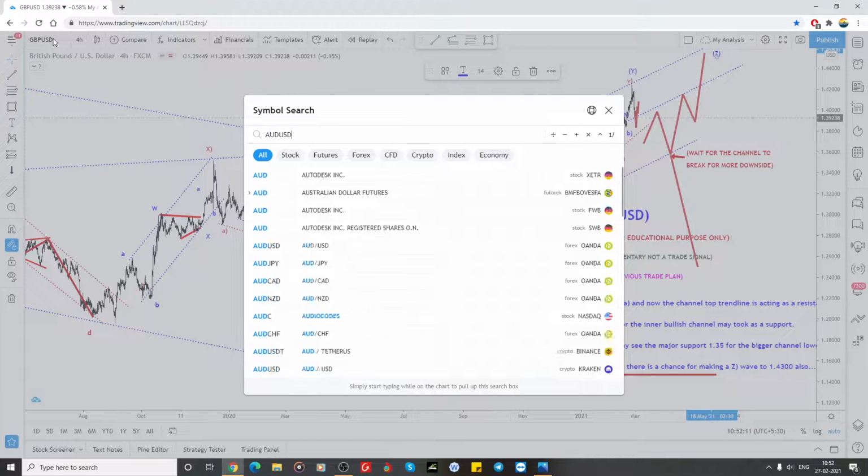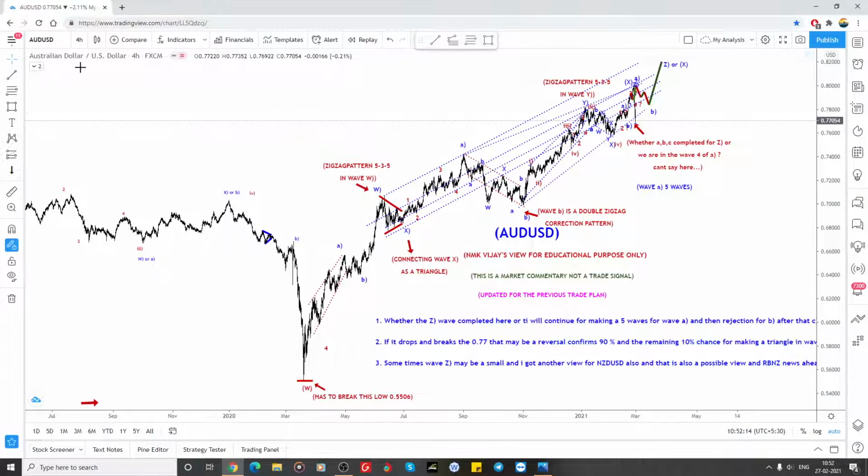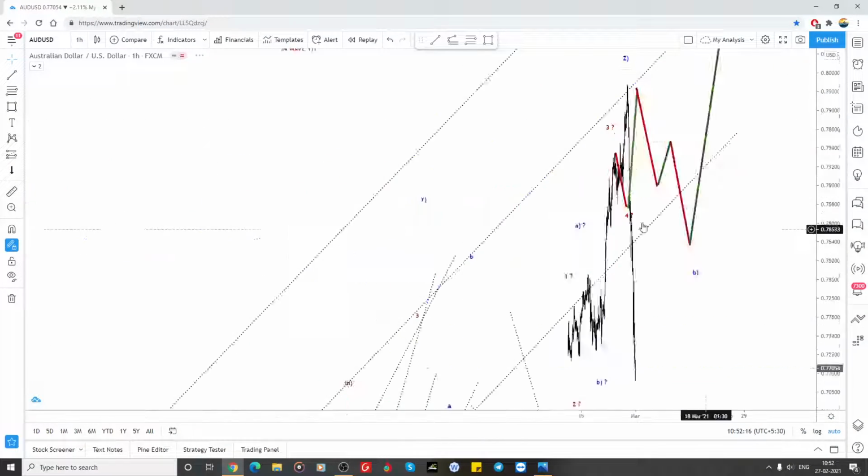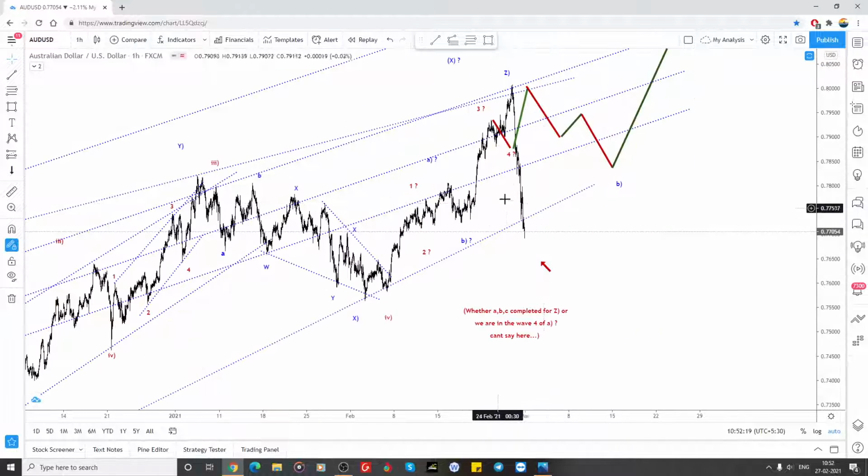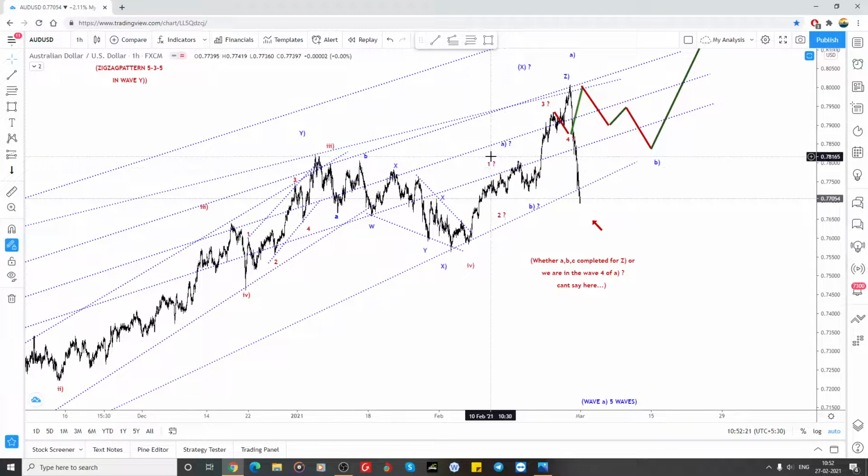So let's move on to Australian dollar. So Australian dollar also, look at this. I have already shared my view. If this is wave 1, this is wave 2, and this is wave 3 and 4, we have to see a deeper correction, and then it has to look like a 4th wave, and then again a 5th wave. So if it happens, this is the Y, this is the X. So once it breaks the high, there is a lot of chance to reach that 8.1 or 8.2 also, I said. But here it's already broken.